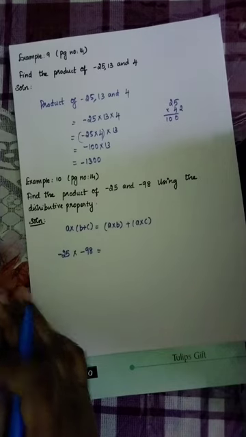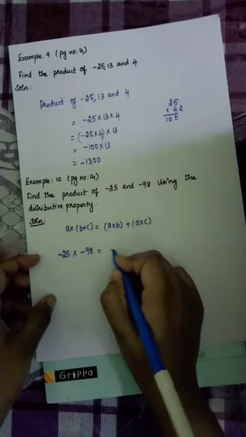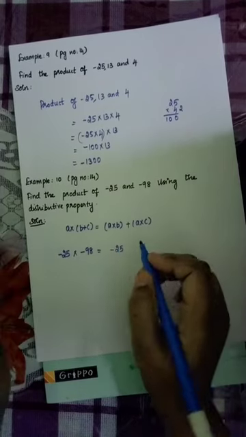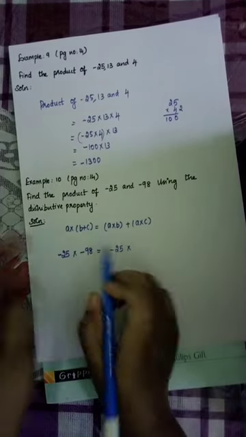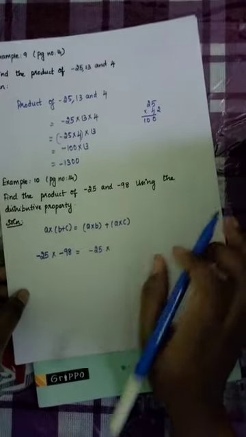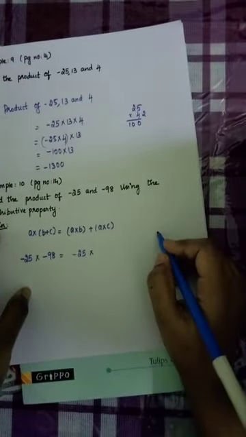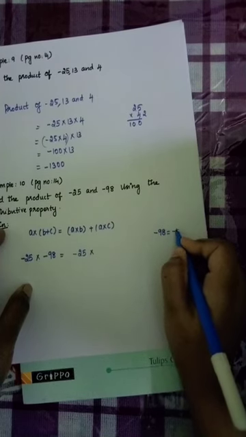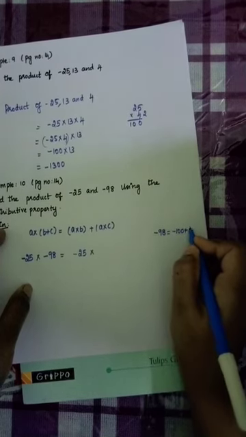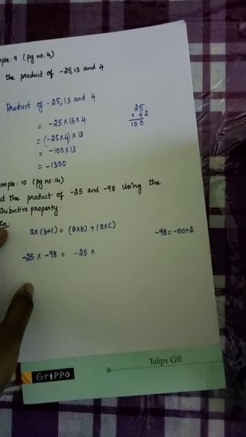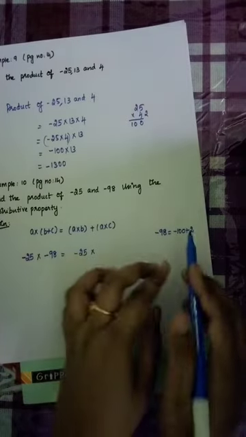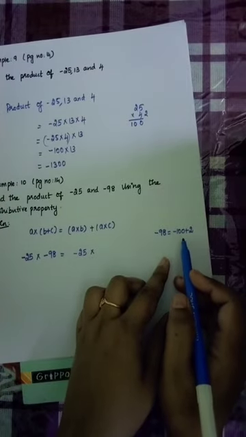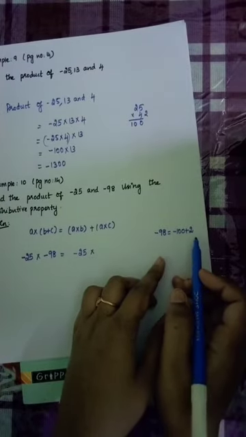First, write the minus 25 as it is. Next, change this minus 98. Listen, we can write this minus 98 as minus 100 plus 2. What is minus 100 plus 2?